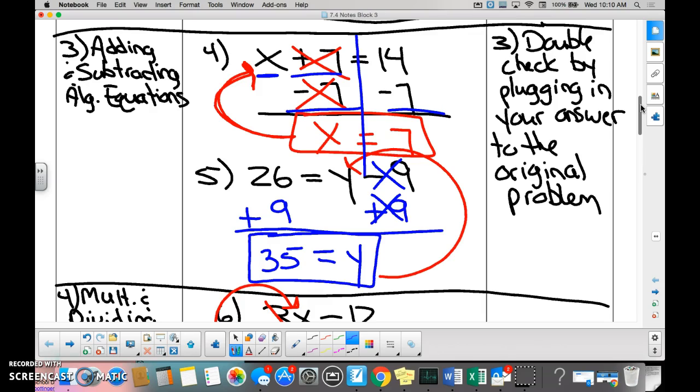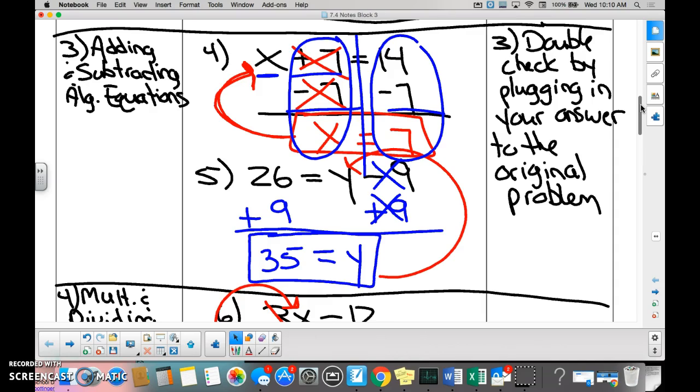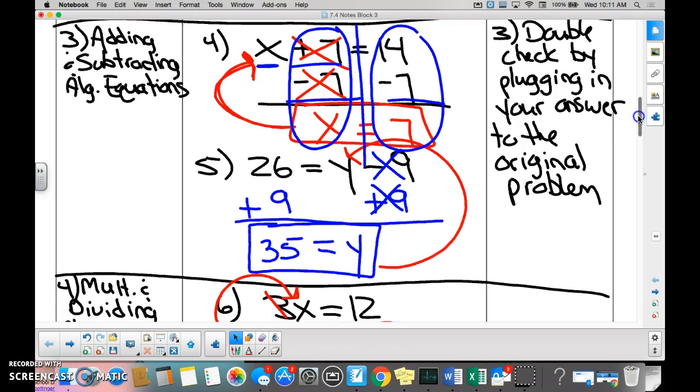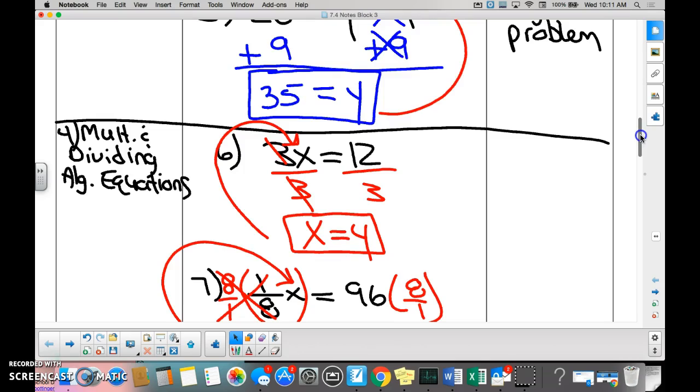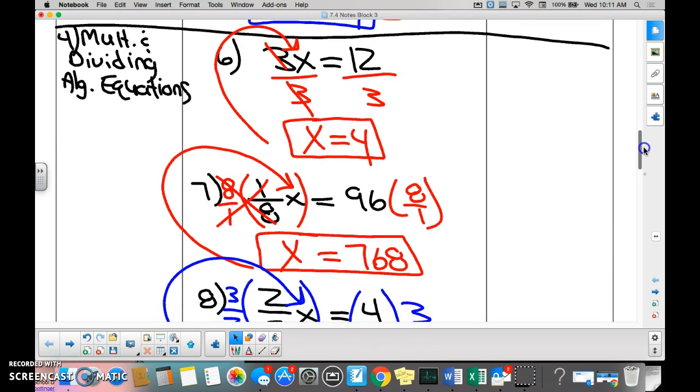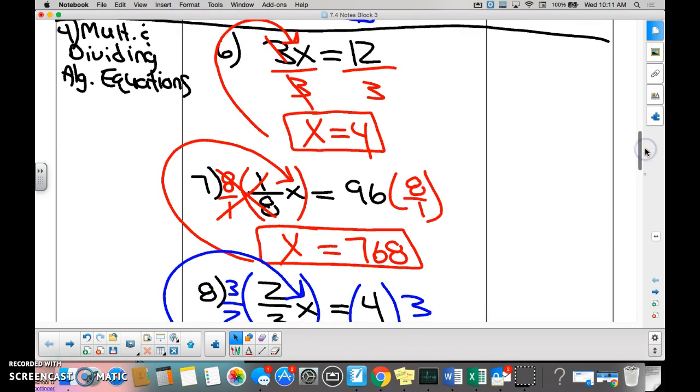Look at my 14 minus 7 and even the place value. Is it lined up? Yes. Look at my plus 7 and my minus 7. Is it lined up? Yes. You must be neat. Number 5 is the same type of problem, except you are using the inverse of subtraction, which is addition. Number 4, multiplying and dividing algebraic equations gets a little more complex.